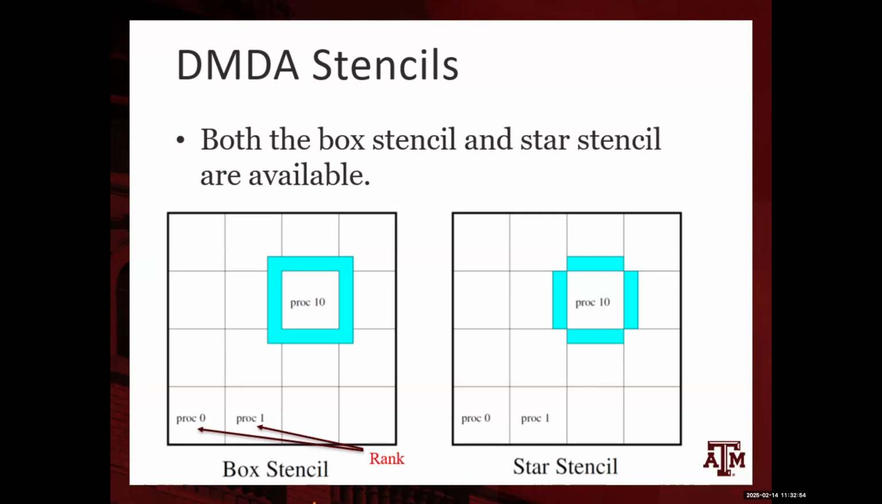And this numbering, so processor 0, processor 1, processor 2, and so on, we call this rank. And rank 0 is typically your processor 0 or first rank. Okay.